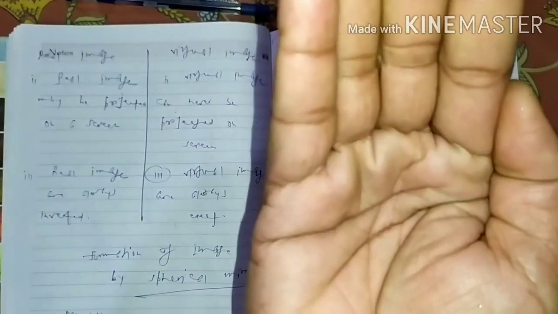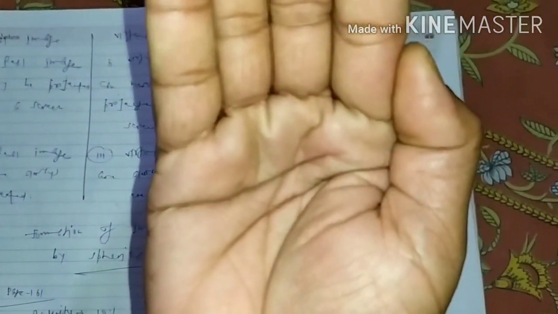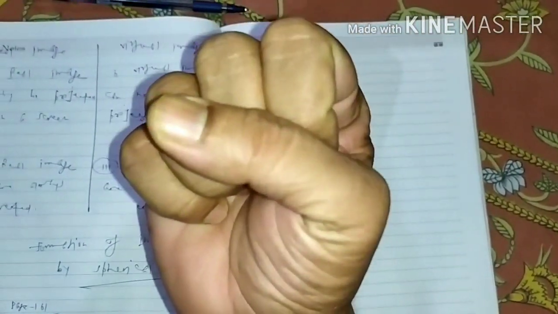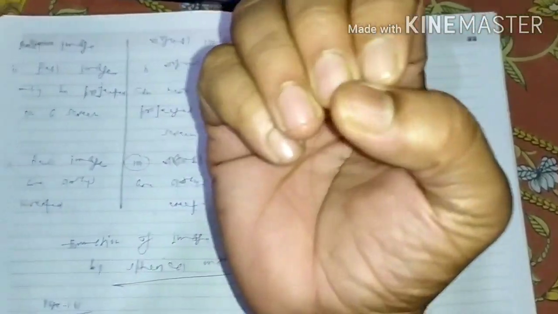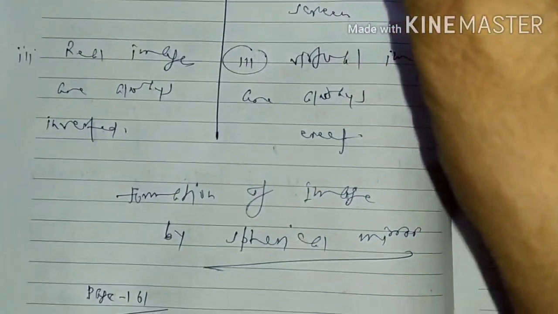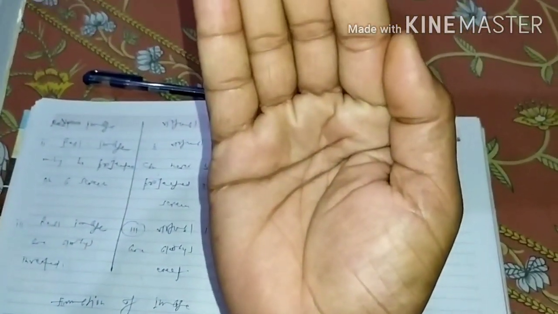So with the help of a new polished spoon of stainless steel, or with the help of a ball of stainless steel, you can practically realize what is the meaning of virtual and erect image, and you can use both its surfaces. If the reflecting surface is inward tilt, then it behaves just like a concave mirror, and if the reflecting surface is outward tilt, then it behaves like a convex mirror.